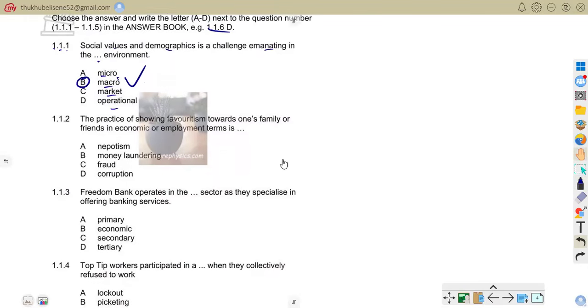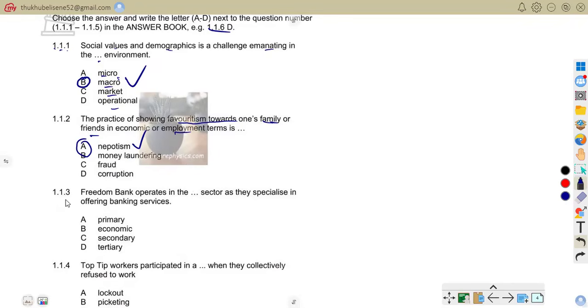Now coming to 1.1.2. The practice of showing favoritism towards one's family or friends in an economic or employment term is: nepotism, money laundering, fraud, or corruption. So the correct answer there is A, nepotism. If you favor one's family or a friend in an economic or employment term, that is nepotism. And that is not allowed. And that can affect the business negatively.